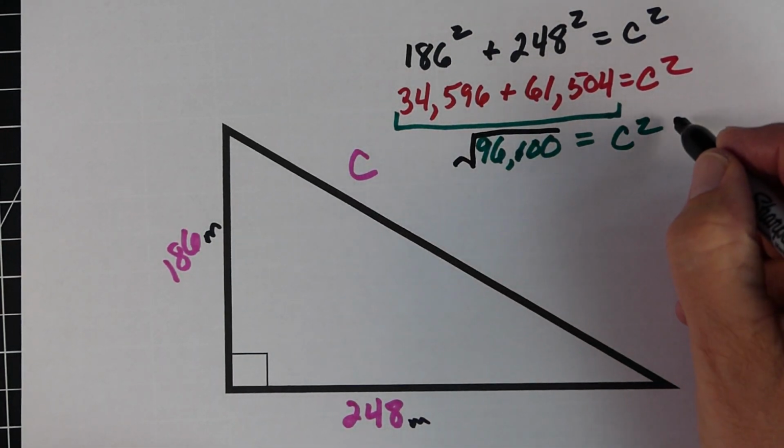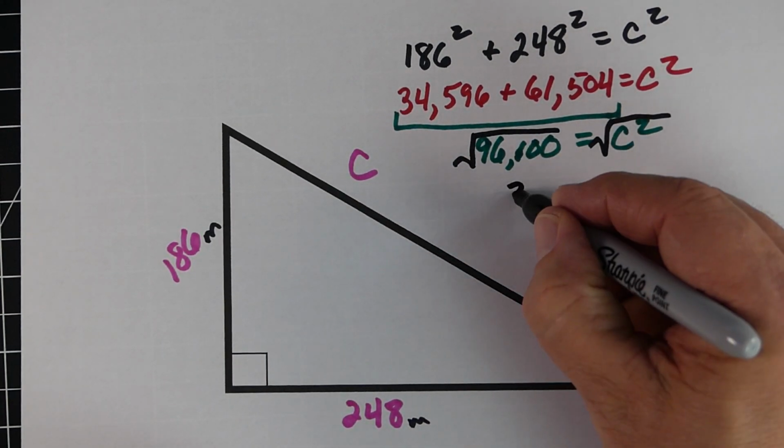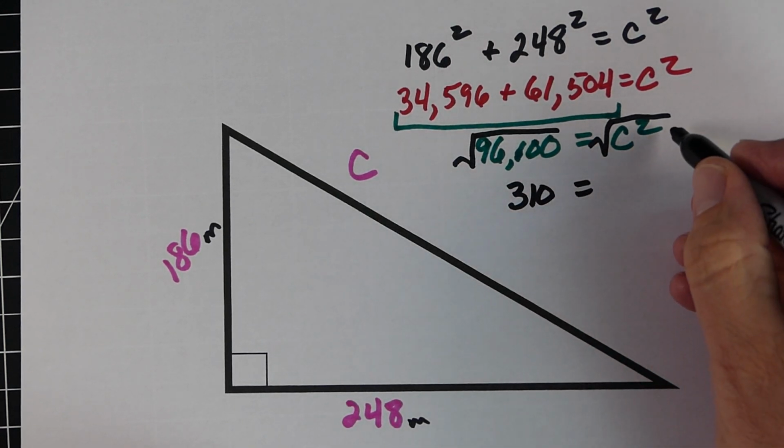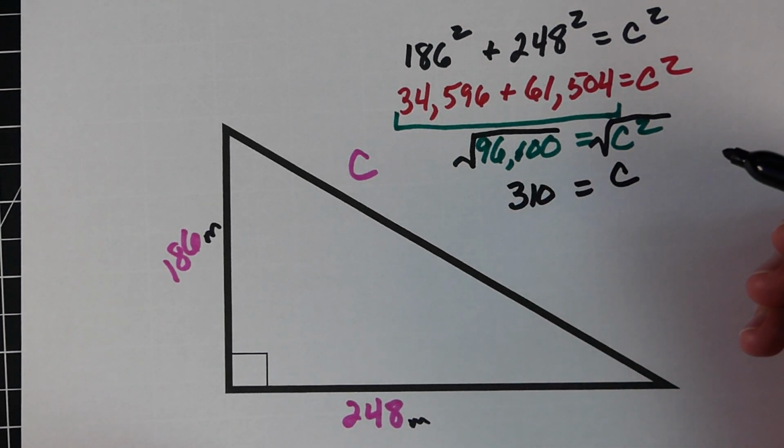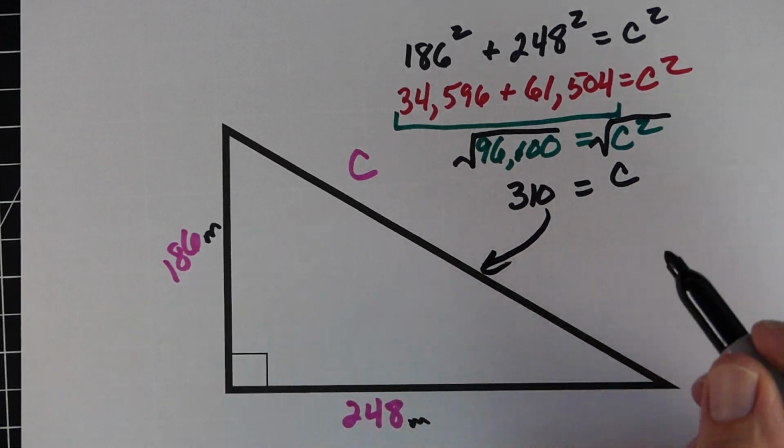So now we're going to find the square root of both of these. So the square root of the 96,100 is 310. The square root of c squared is just c. So that length, the hypotenuse, is 310.